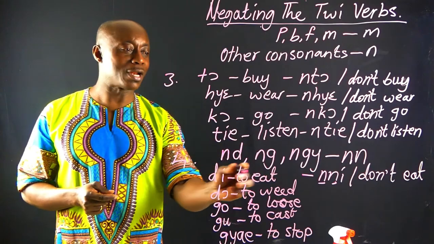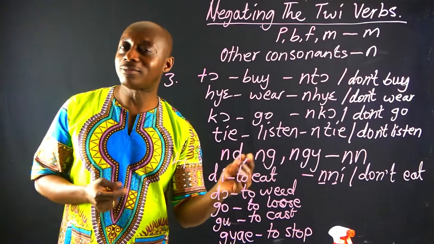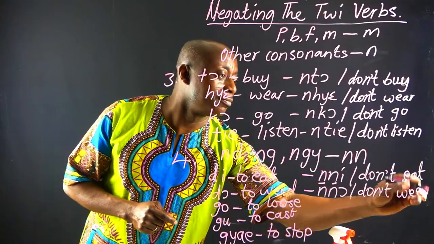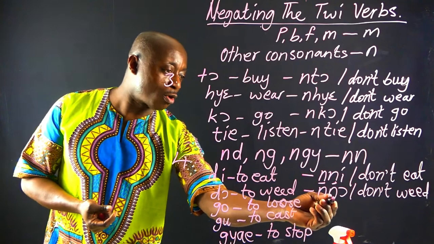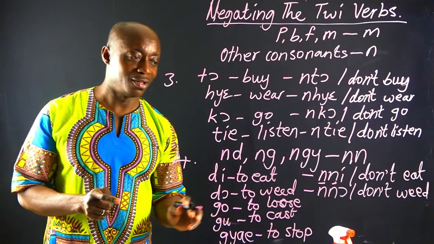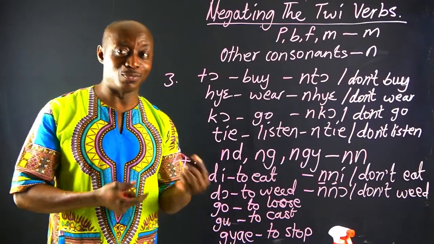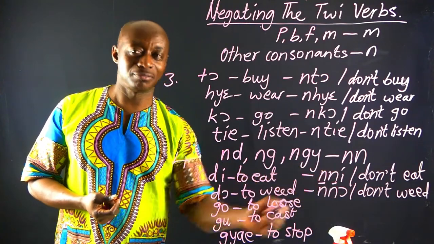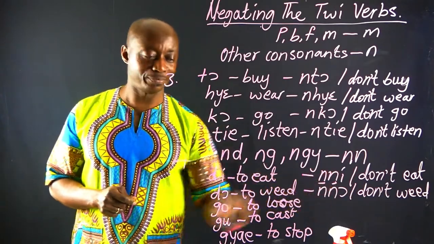Di will now become ni. Do will become no. Don't weed. What did we do? We doubled the n and the d vanished. Some Twi learners and non-native speakers, you hear them say ndi, ndo. That is wrong. It should be ni, no.